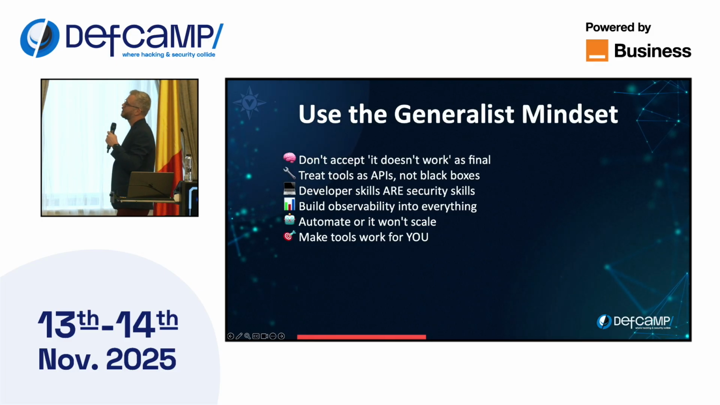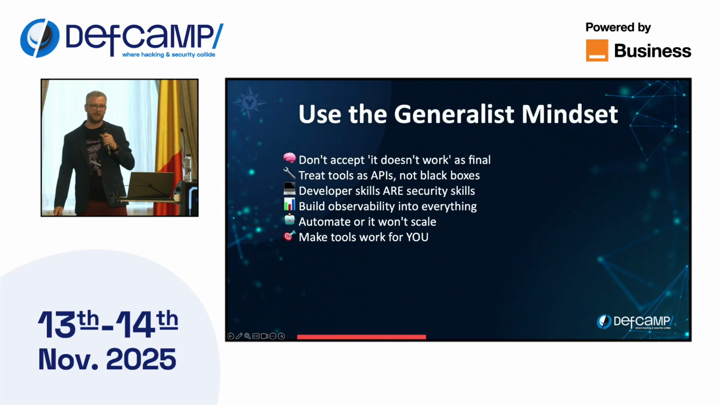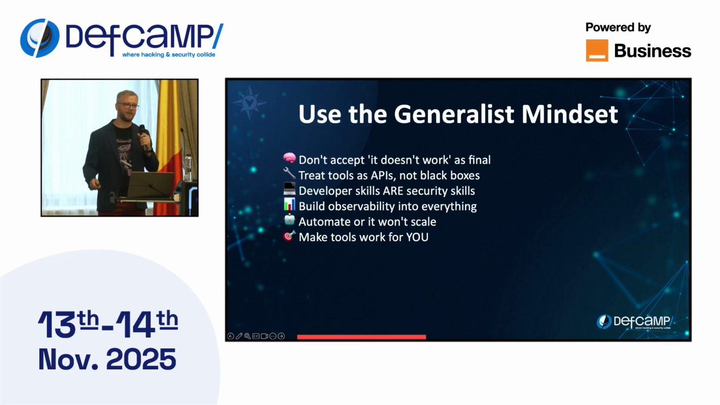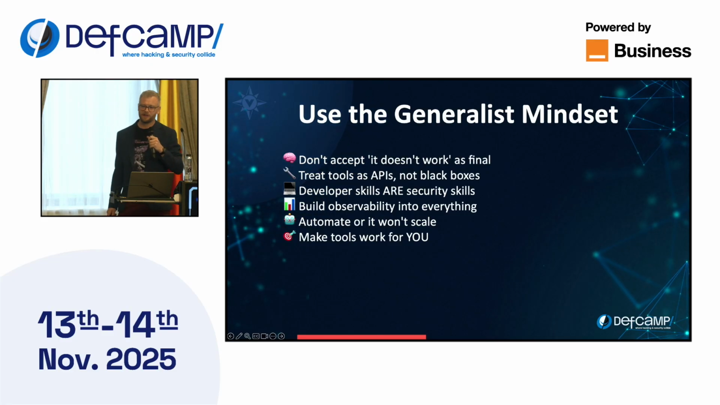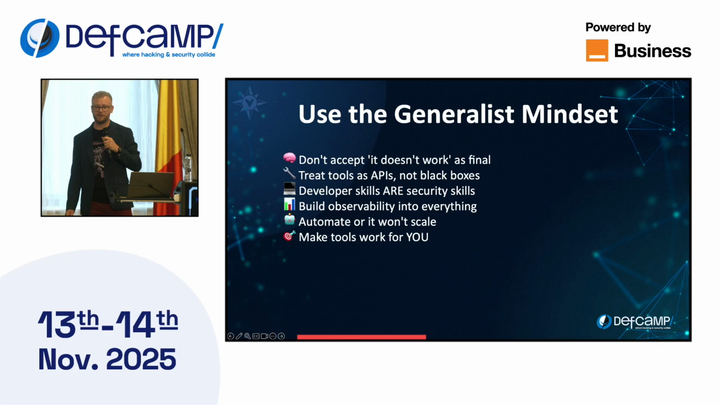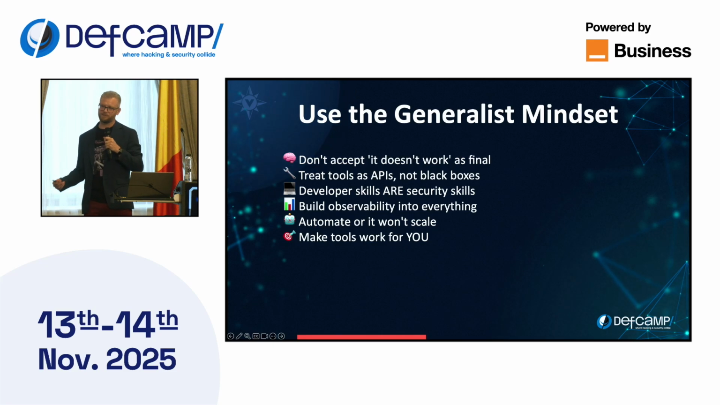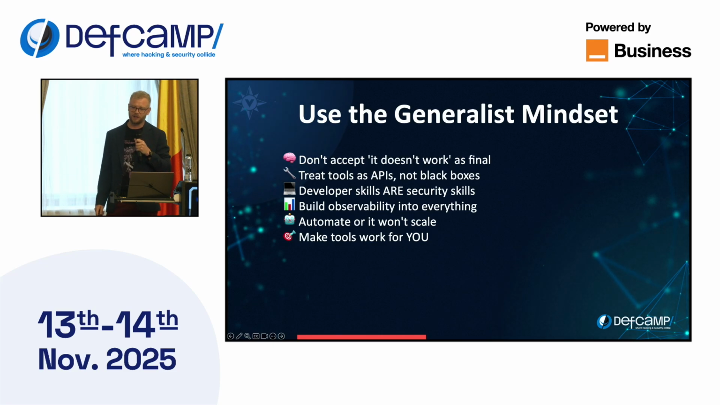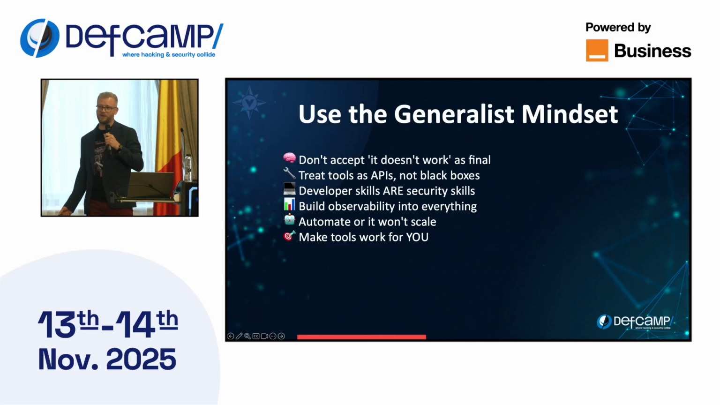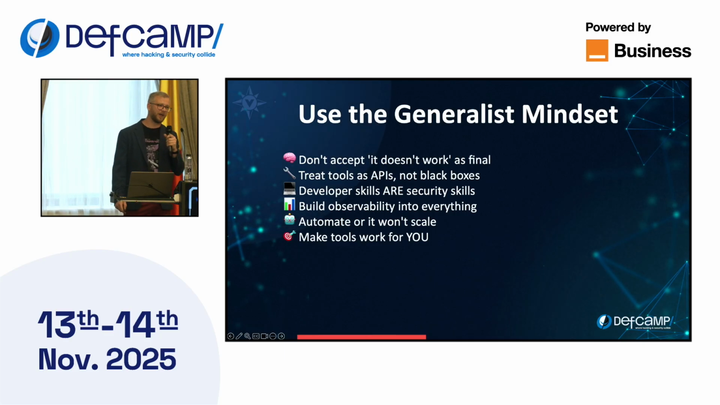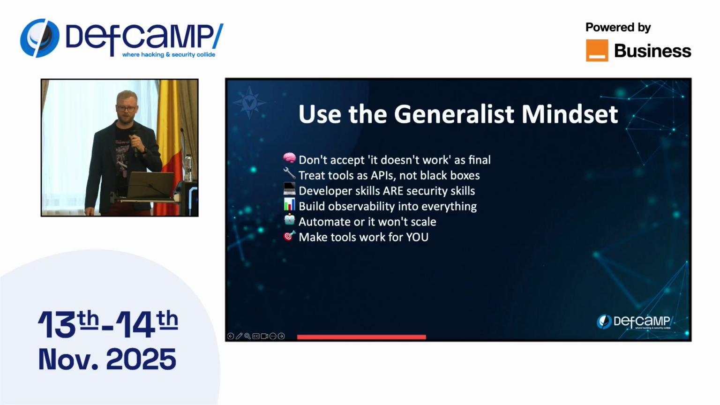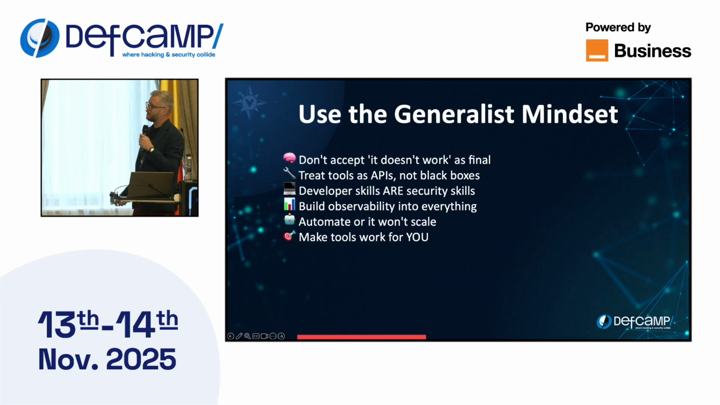So taking the generalist mindset, or let's call it, the reason why we are hackers is because we are trying to think out of the box, right? So the important part is don't accept that it doesn't work as a final response. Treat the tools, especially if they are web applications, as APIs, not just black boxes. You can basically look into how they are working. And actually, if you want to achieve fuzzing and you know where to look exactly, well, maybe try some open source tools, like Nuclei for that matter.